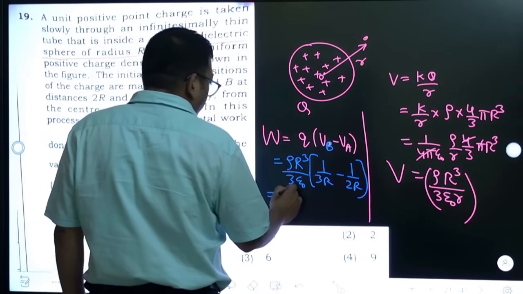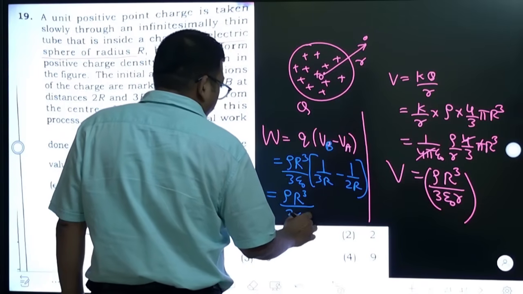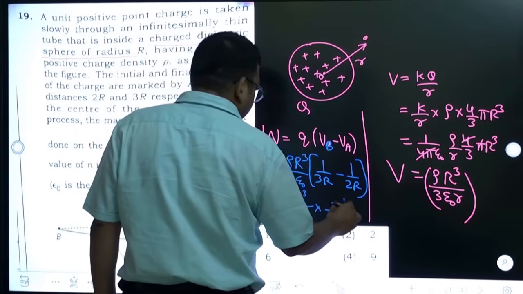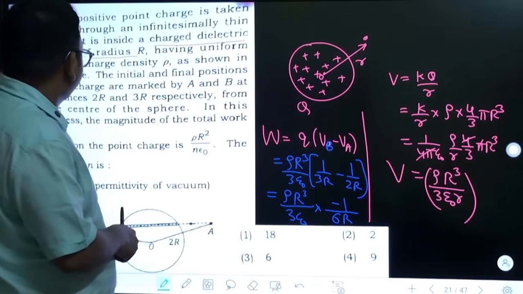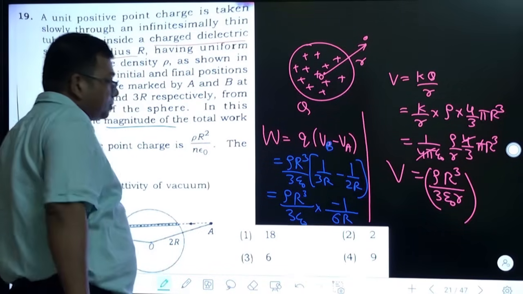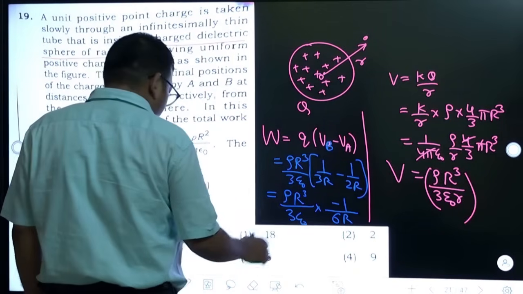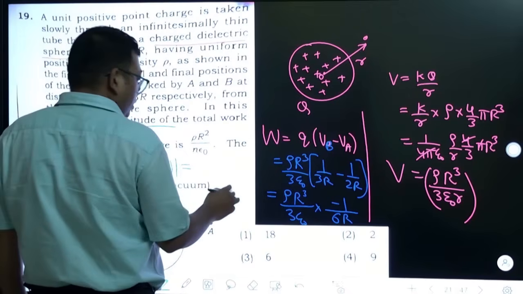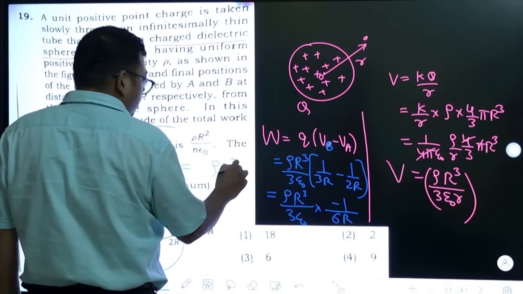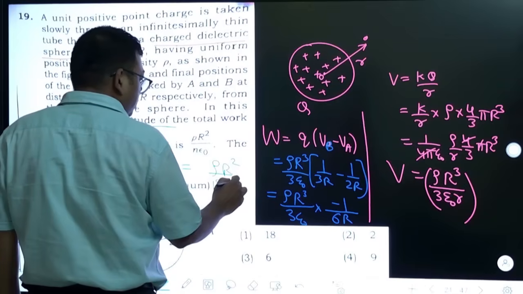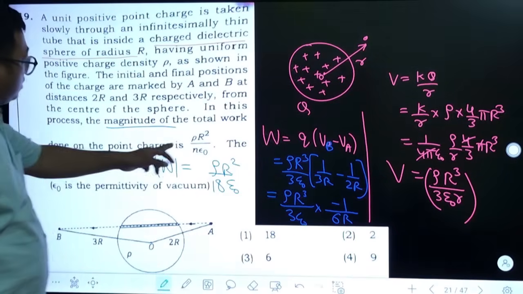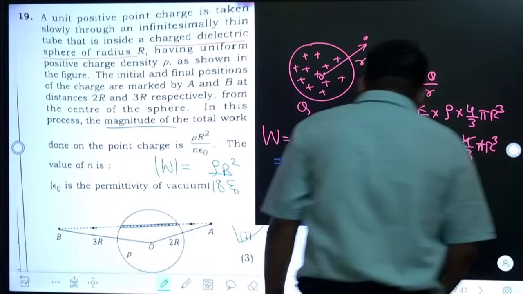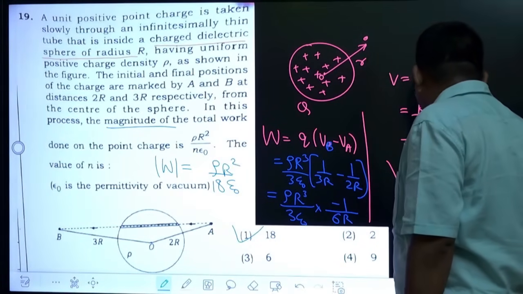So rho R cube by 3 epsilon naught. Here it will become 6R and the numerator becomes minus 1, so it is going to give us a negative value. Magnitude anyway they are asking. So the magnitude is rho R square, and 6 into 3, 18 epsilon naught will come. Now check this. This factor 18 will match. That's the answer. Fine. Let us move to the next. A little bit lengthy it looks, but not very difficult.